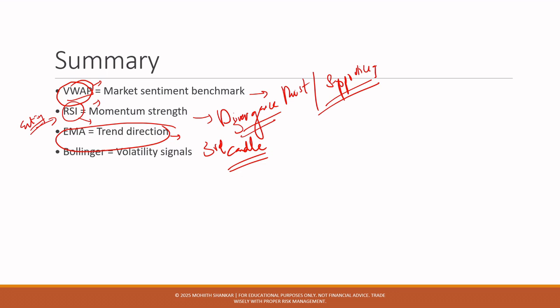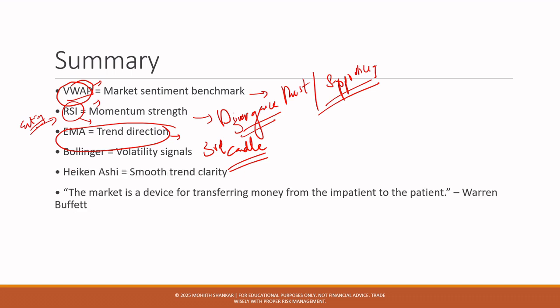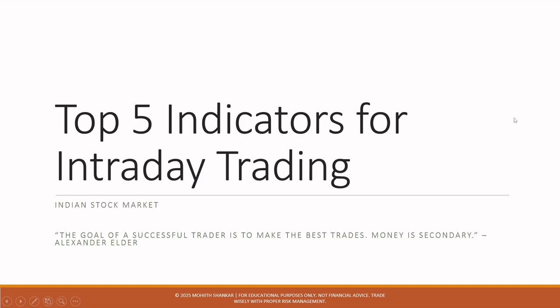Bollinger gives a signal: if there is a narrow band, there might be a breakout, or if the price is at the higher end of the band, it might come back to the median. Heikin-Ashi, smooth trend, there is no noise. Alright, so we have completed the 5 most important indicators which you must know whether you are a beginner or an expert trader.